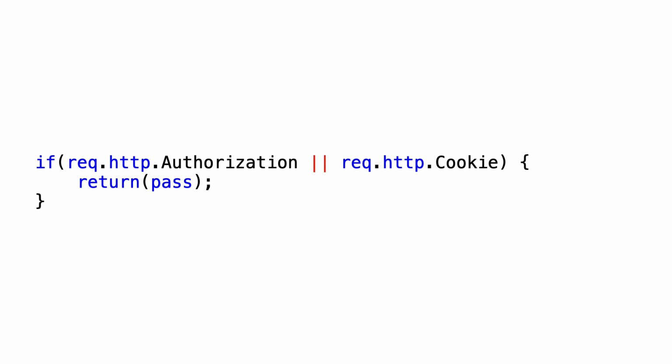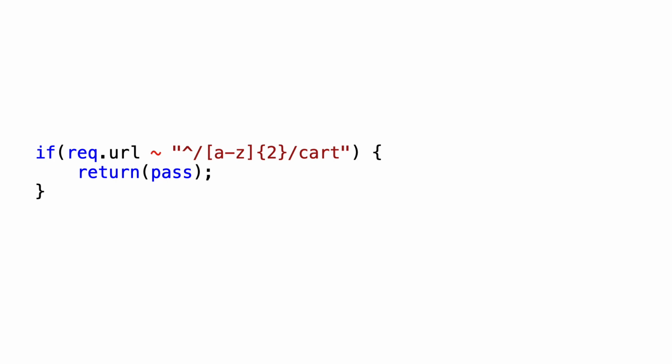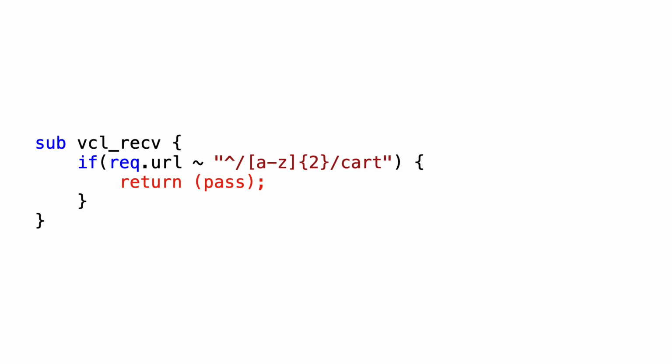You can even match against a regular expression by using the tilde operator, as you've seen in one of the first examples. You can also negate that match by putting an exclamation mark in front of your tilde to not match the regular expression. Now, while the action of this snippet does a return pass, these actions don't appear in the wild. They're part of very specific subroutines. So in this case, it fits into the VCL receive subroutine.